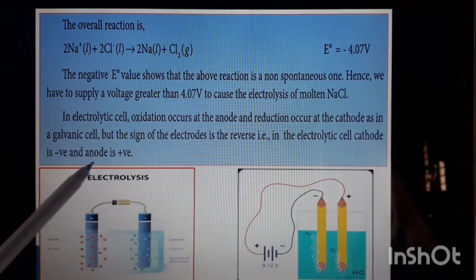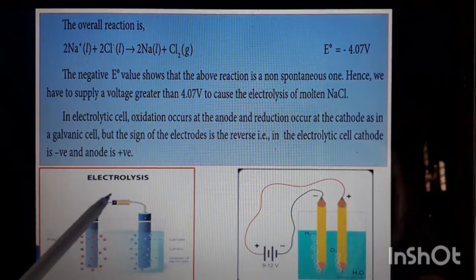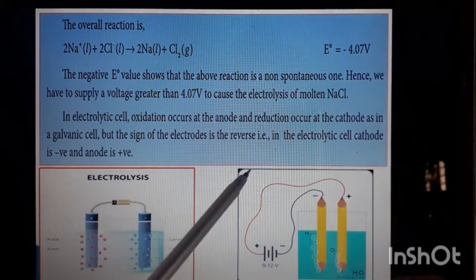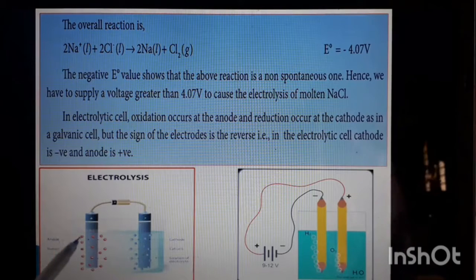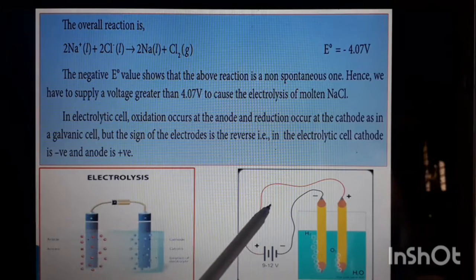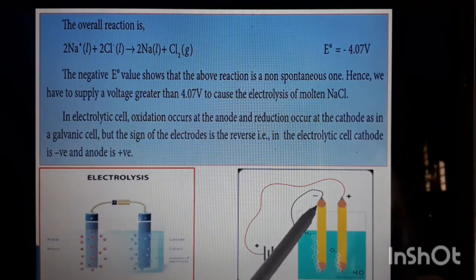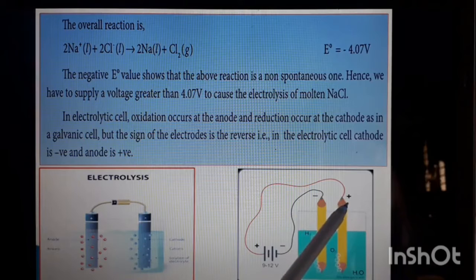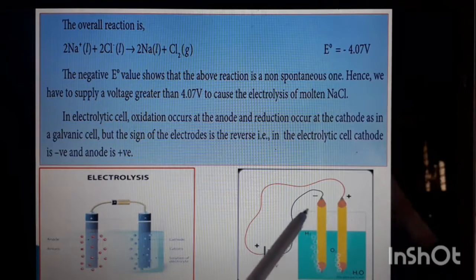This is the image of the two cells, one electrolytic and the other galvanic. In electrolysis, the battery is connected through the two electrodes, one anode and one cathode. At the anode, negative ions are attracted; at the cathode, positive ions are attracted. In the galvanic cell, the signs are reversed: the anode is negative and the cathode is positive. Okay.